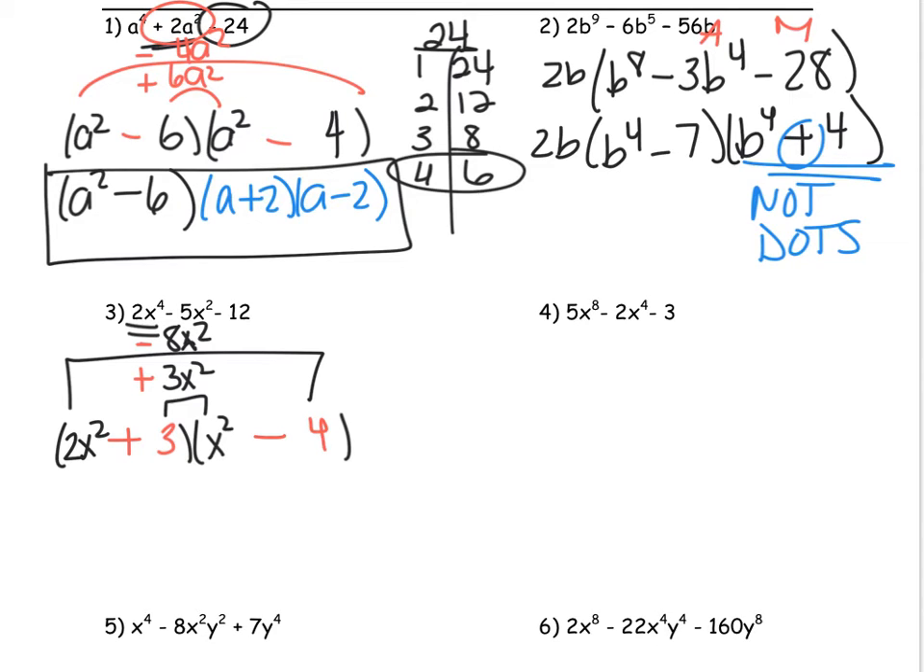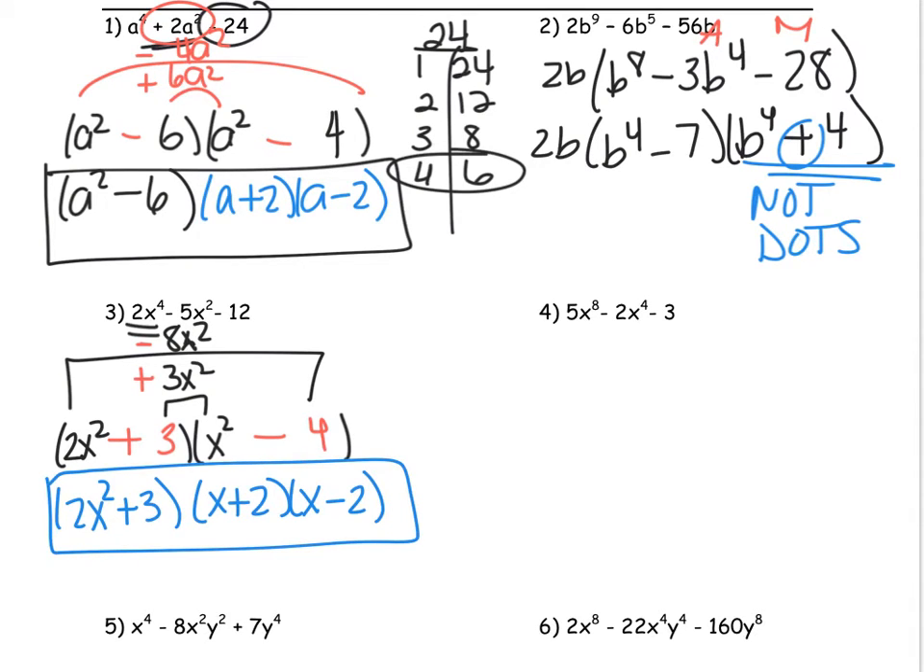Now some of you may be thinking, I see dots, and you're absolutely right. So this will be x plus 2, x minus 2, and a 2x squared plus 3 in front. And then this is your final answer.